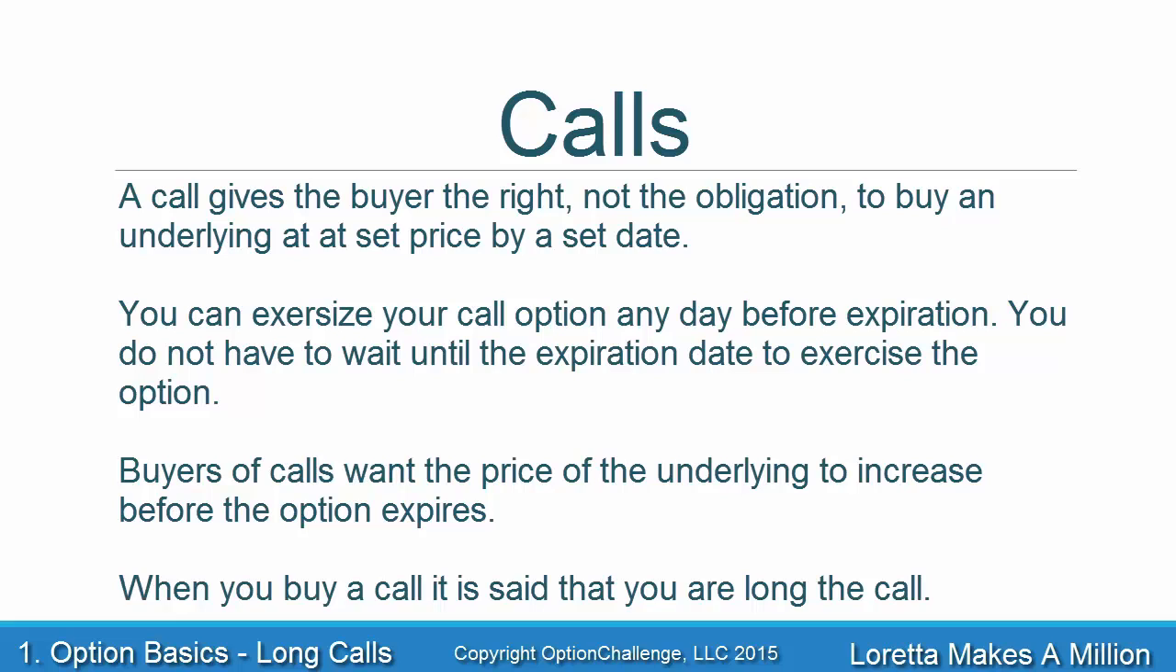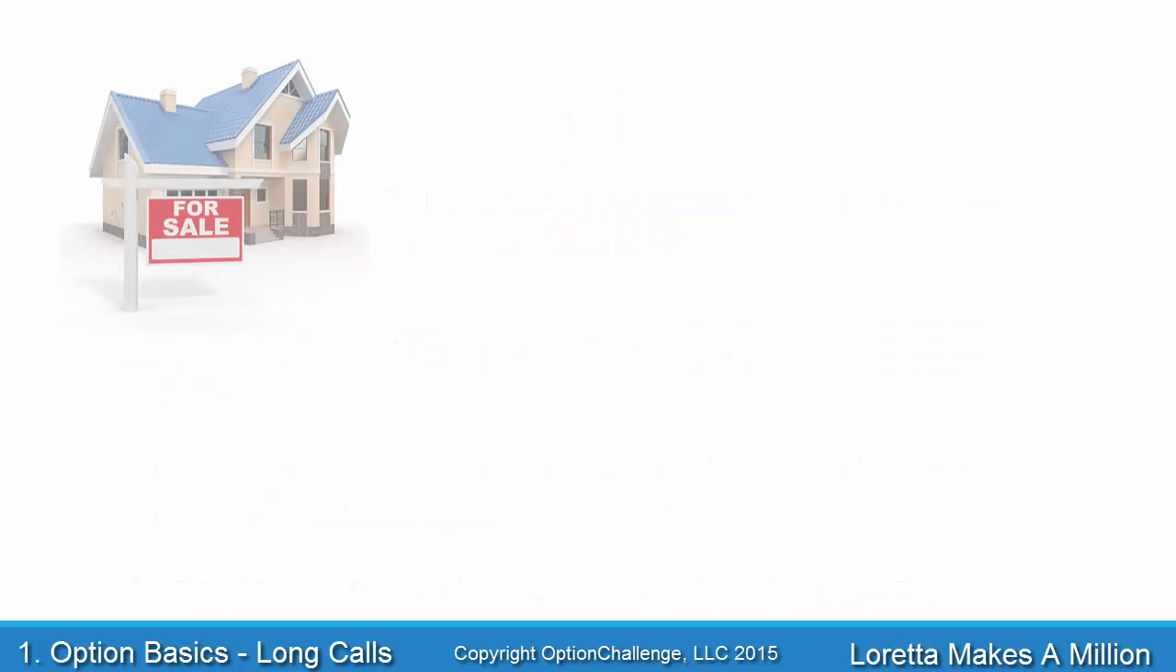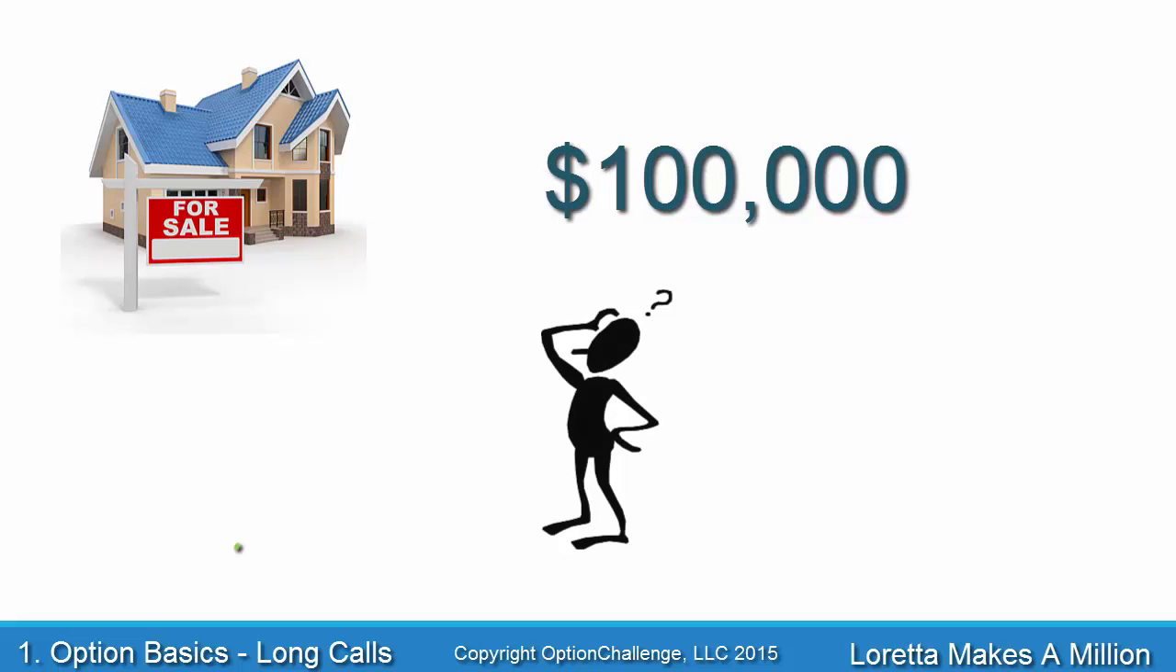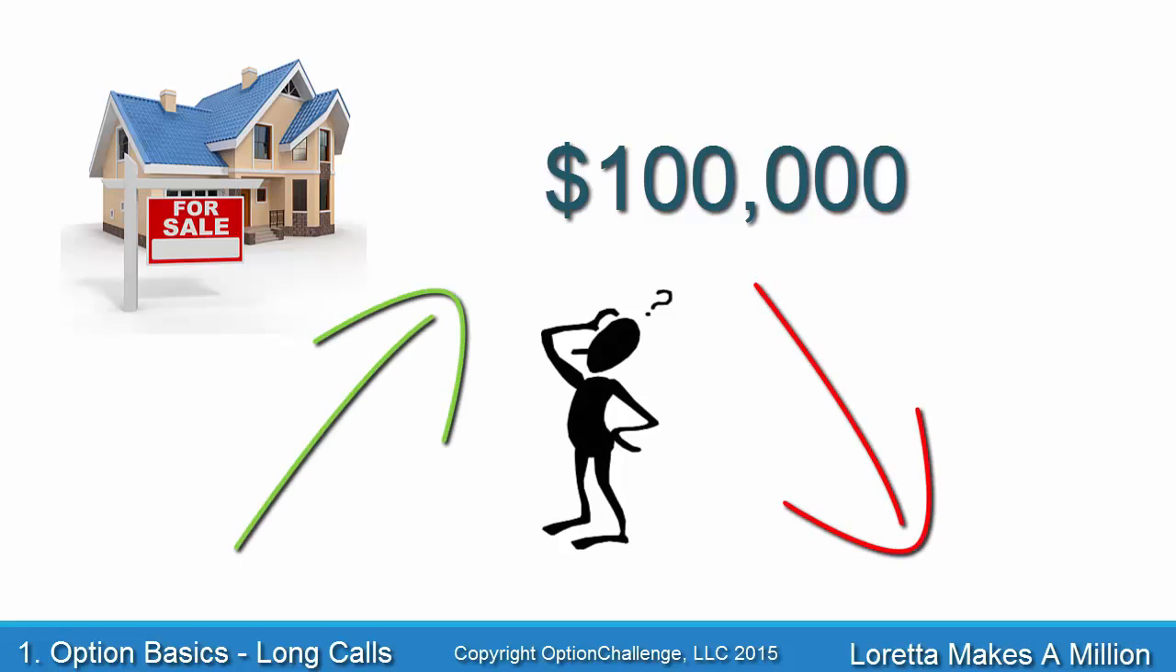I'm going to use an example of buying a house to help demonstrate a long call and why you might buy one. Let's say that you find a house on the market that you really want to buy. It is listed for $100,000, but you're not sure if the housing market is going to go up or down in the next couple of months. You're not sure that $100,000 is a fair price for the house.